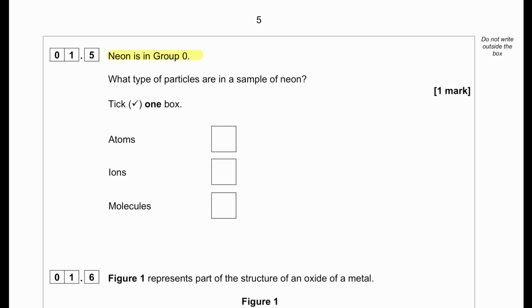Neon is in group 0. What type of particles are in a sample of neon? Because it's in group 0, it's a noble gas, it is monoatomic and it only contains atoms. So it will be atoms.